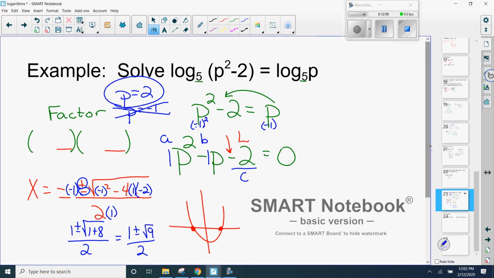So before we continue with some of this, I want to supplement some material with you on solving some quadratics. We're going to look at quadratics.